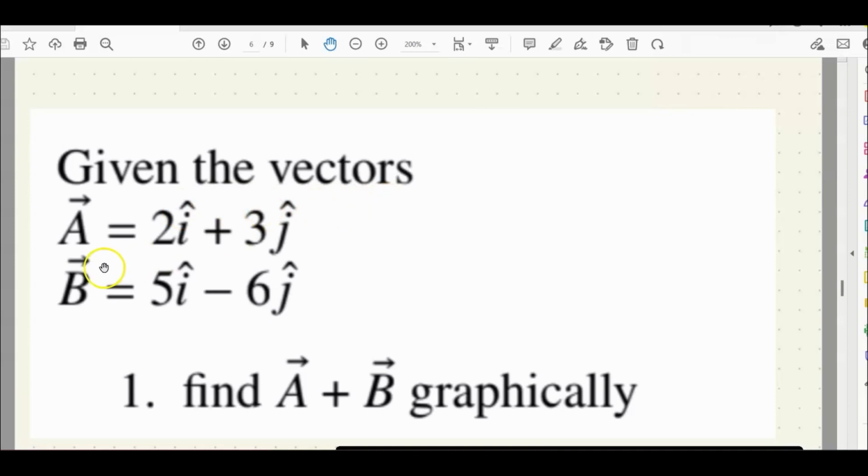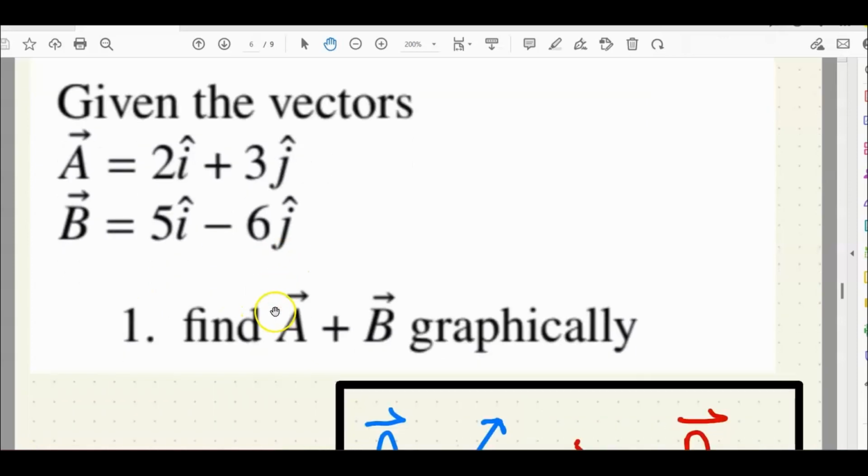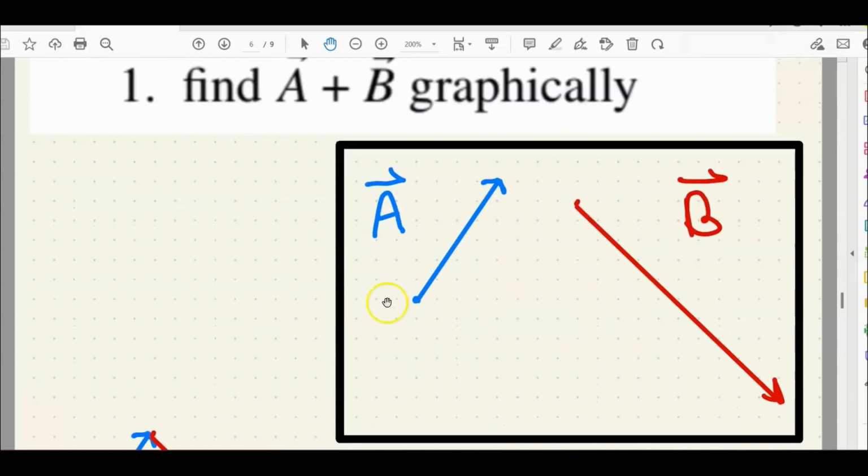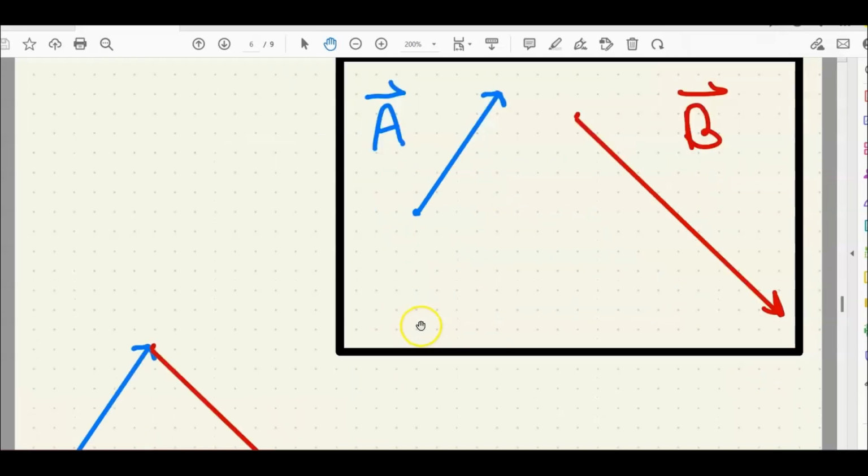It says, given vectors a equals 2i hat plus 3j hat and b equals 5i hat minus 6j hat, part 1. It's a 5-part problem. Find a plus b graphically. So the first thing that I did was I wrote down vectors a and b, and I wrote them down to scale using the dots on this page.